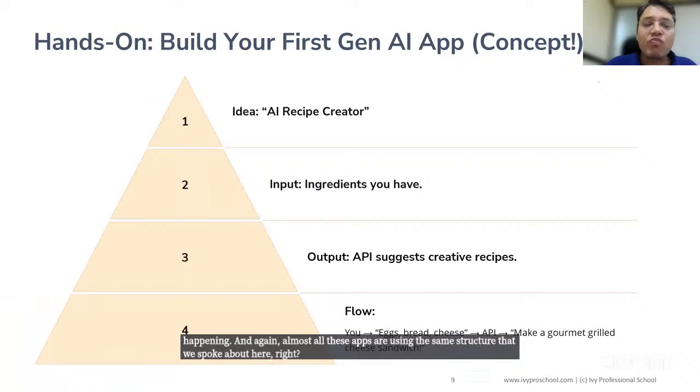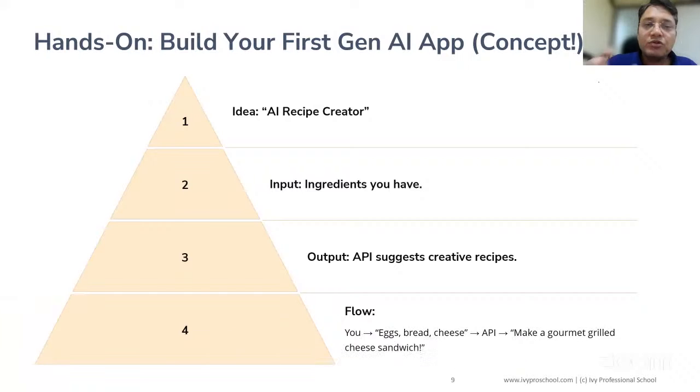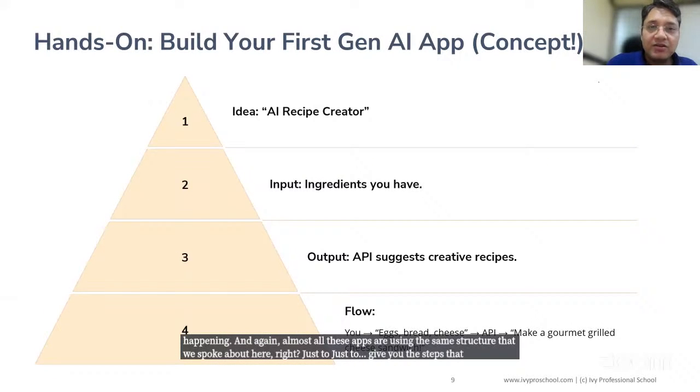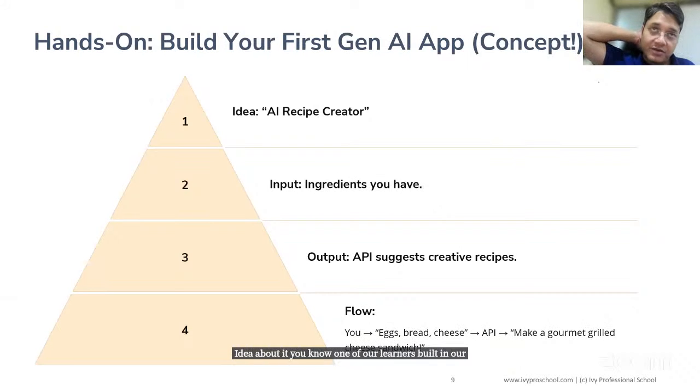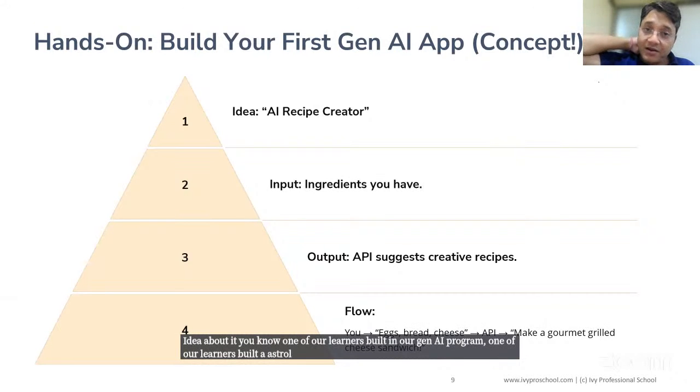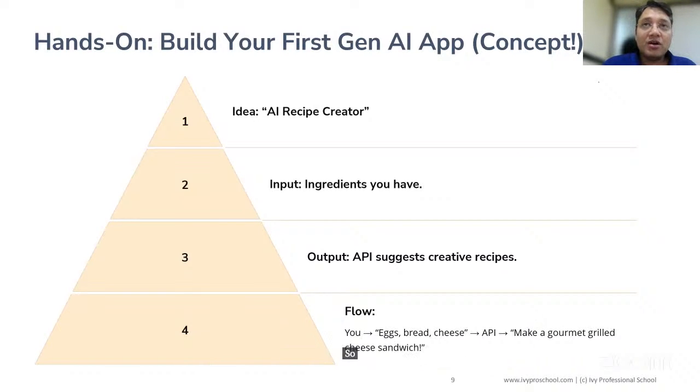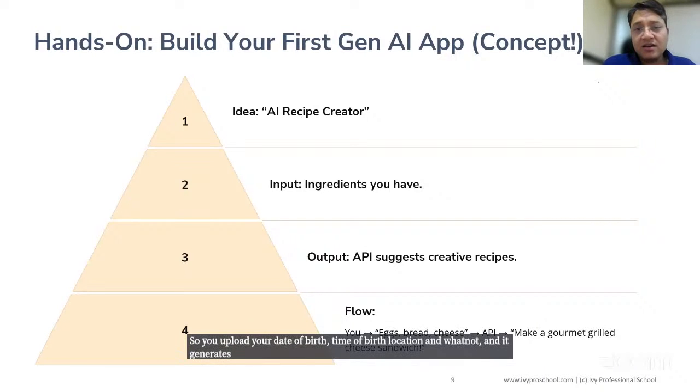Just to give you the steps that most of these follow, and you guys are young, you can also build your own idea about it. One of our learners in our Gen AI program built an astrologer app, right? A very detailed astrologer app. Astrology is very famous in India, and we all are interested to know what's going to happen to our future. So you upload your date of birth, time of birth, location, and whatnot, and it generates a very interesting, customized forecast for the future using astrological science.